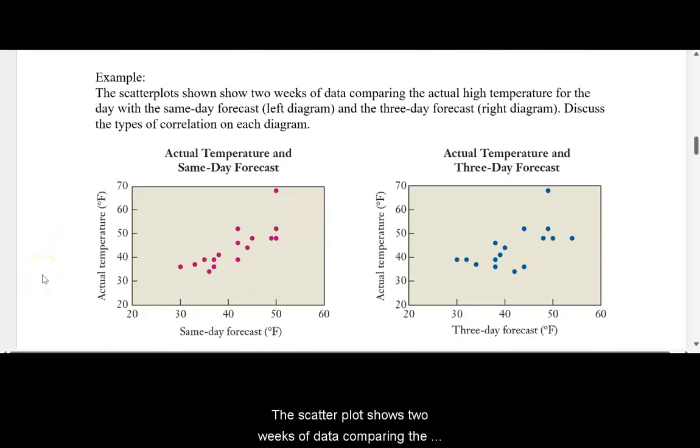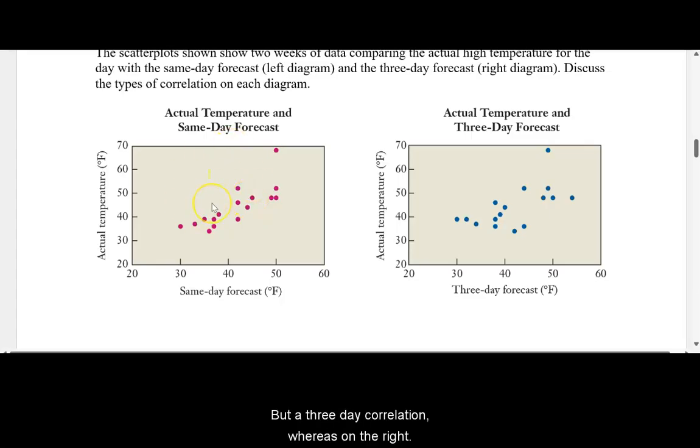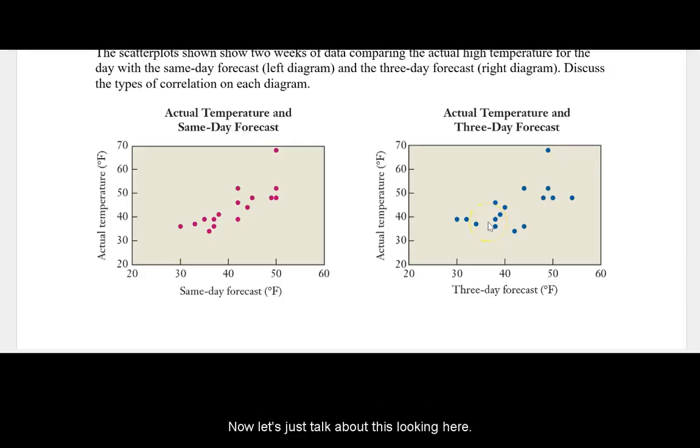All right, so look at this example. The scatter plot shows 2 weeks of data comparing the actual high temperature for the day with the same day forecast, that's the left diagram, and then a 3-day forecast, which is the right diagram. What we want to do is just discuss the types of correlation on each diagram. The graph on the left is just the same day forecast, and then the graph on the right is the 3-day forecast. Now let's just talk about this.